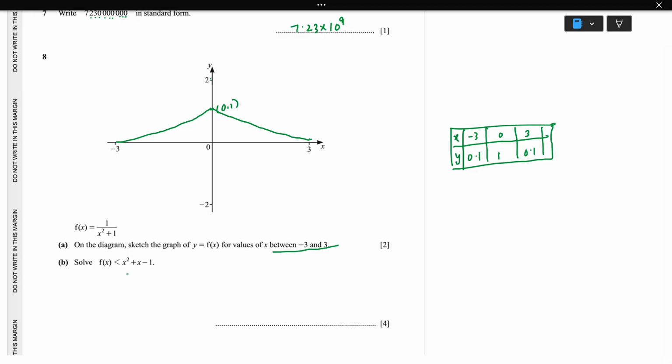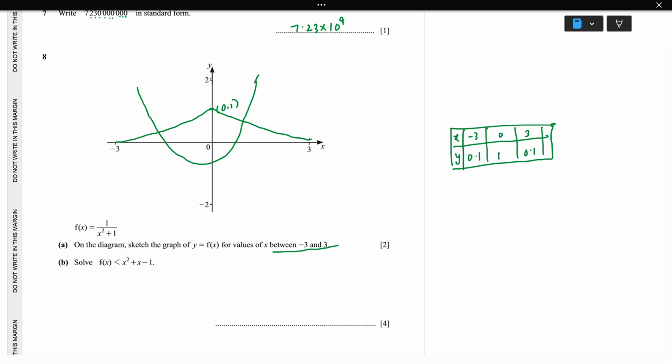Okay, next part, solve f of x less than x square plus x minus 1. So now use your graphic calculator. First you type the first equation, then go for the second equation. For the second you'll get it this way, because it's a quadratic equation with positive coefficient, so you'll get a U graph.